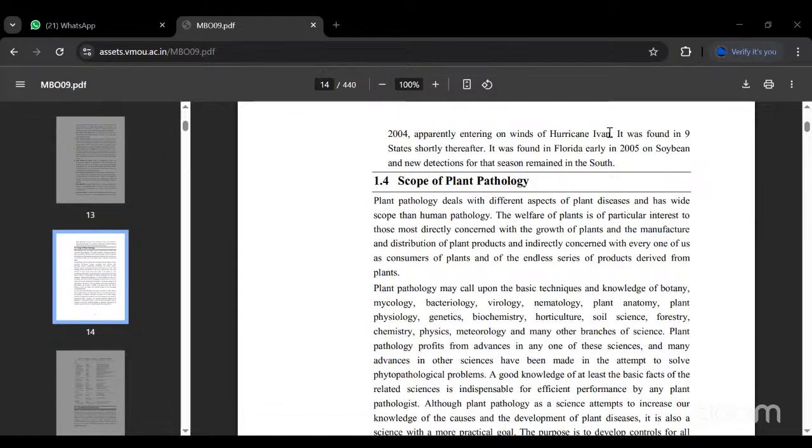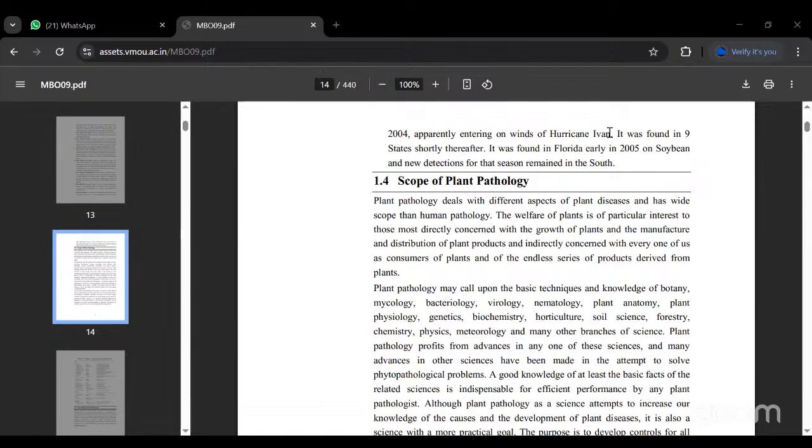soil science, forestry, chemistry, physics, meteorology, and many other branches of the sciences. Plant pathology profits from advances in any one of these sciences, and many advances in other sciences have been made in the attempt to solve phytopathological problems.